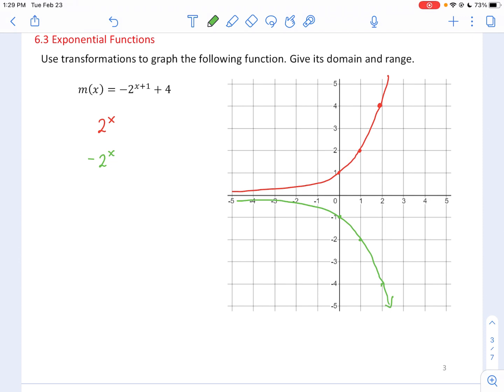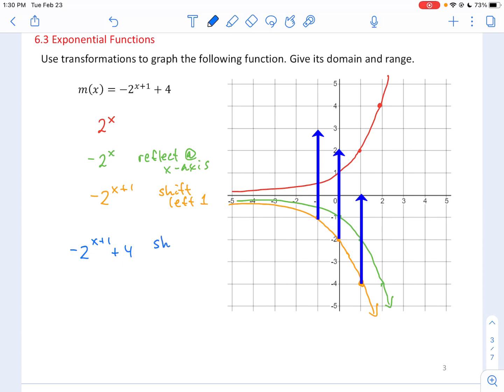The next thing I'm going to do is the shiftings. To go from green to orange, you replace the x with x plus 1. If you recall, that means that we're going to do a shift left 1 unit. So the 3 green points I put on here, I can move them all left 1 unit. And then the final step, we're going to take the previous step and add 4 to all of it. And when you add 4 to a function, you shift up 4. When you shift the orange graph up 4 and make the blue graph, the horizontal asymptote is going to go with it. This is going to be a horizontal asymptote.